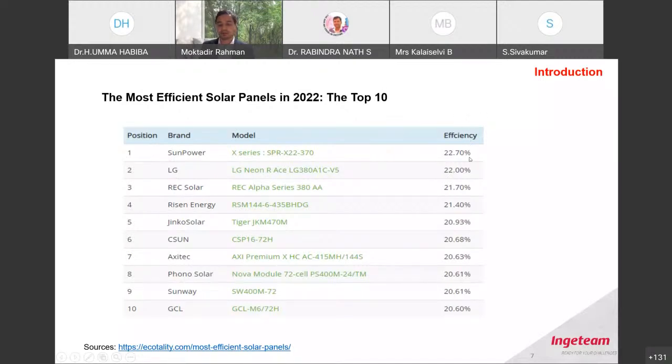So as you can see, the maximum efficiency you can get from a panel in the market up to now is 22.70. I think there are some panels under research that can provide a little bit higher value, but they are not in huge sale in the market. So these are the more common ones that you can see in the market.